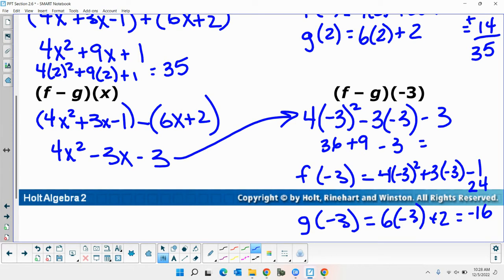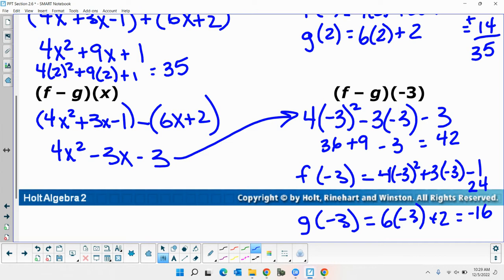36 plus 9 is 45, right? Minus 3 is 42. What I did wrong again was I put a minus here, I think. This is F right here, right? 4 times negative 3 squared plus 3 times negative 3 minus 1. So that's a positive 9 times 4 is 36. Minus 9 again is 25. Minus 1 is 24, right?